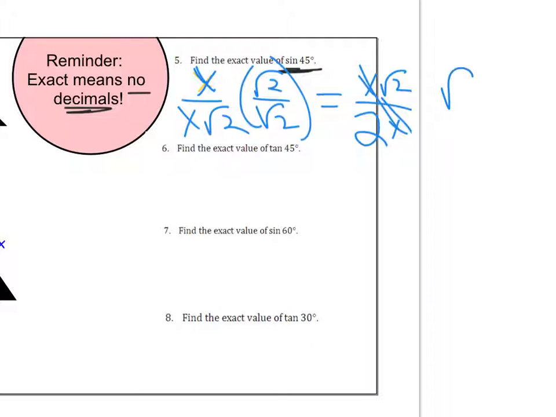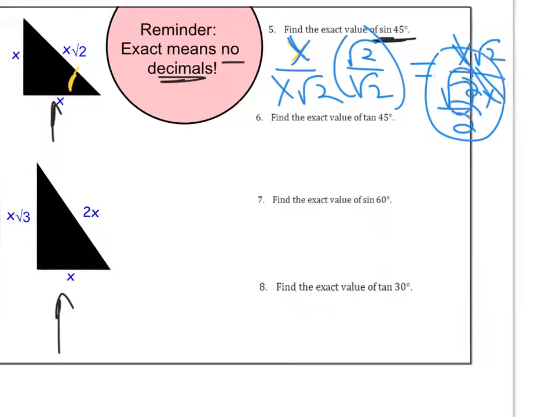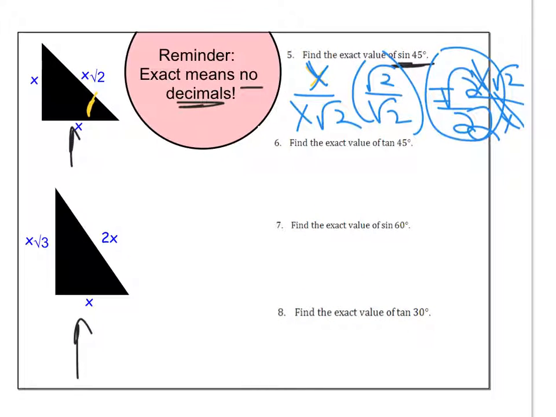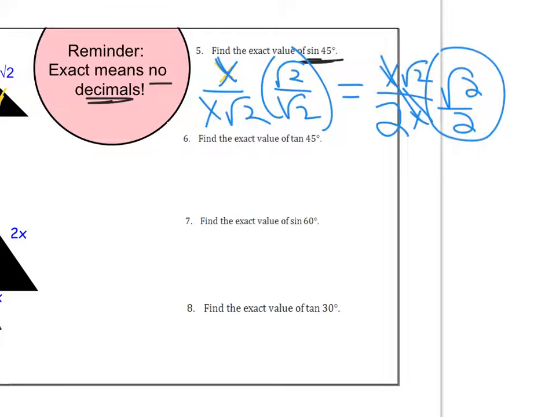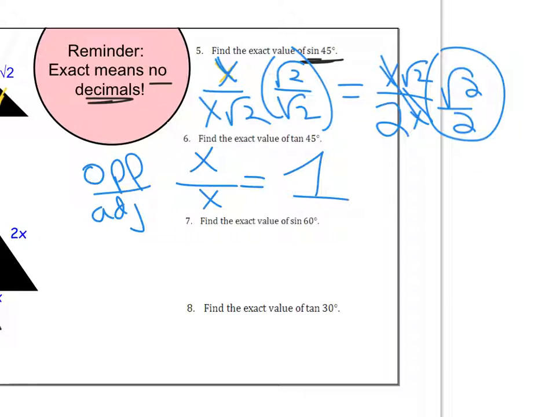So it becomes square root of 2 over 2. There's my answer. All right, for tangent of 45, that's going to be just x over x. That's just going to be 1. Remember, tangent is opposite over adjacent, so it's going to be just 1.